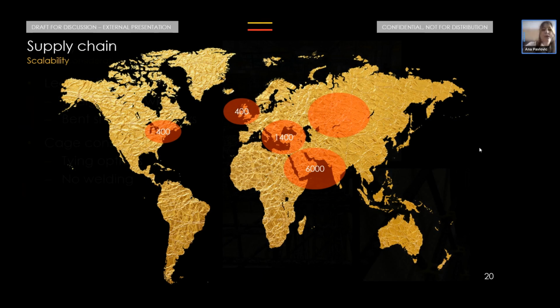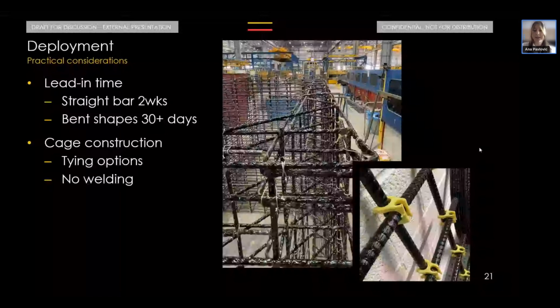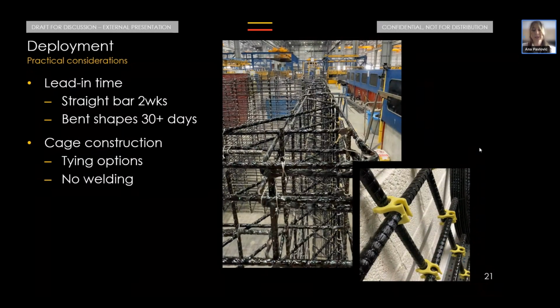Following on, what other thing is quite important, especially for a contractor, is lead-in time. How would this affect our program? Currently, because the straight bars and mesh production exists locally in the UK, the lead-in time is around 2 weeks, which doesn't have a significant impact on production. However, we have experienced quite significant delays with the delivery of bent shapes, such as stirrups and so on, which exceeded a month in certain cases. But we expect that the manufacturing of bent shapes will start in the UK as well, and then we will have a lead-in time of 2 weeks for both straight and bent bars.